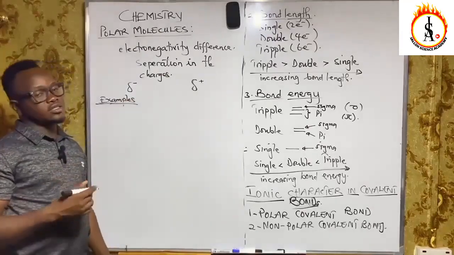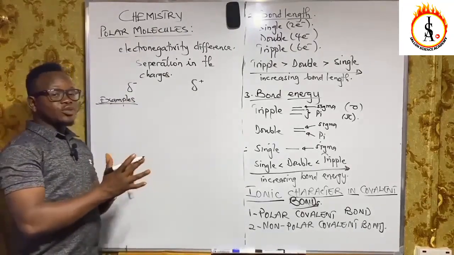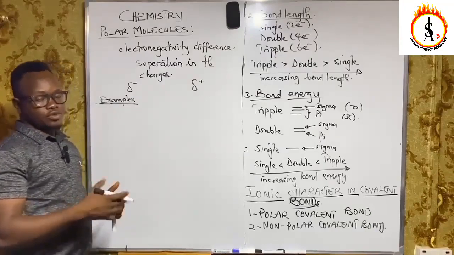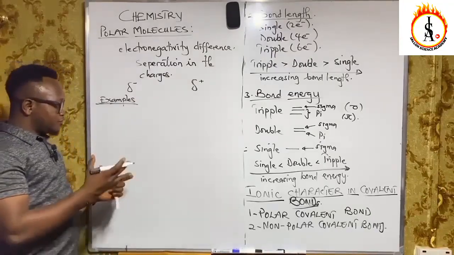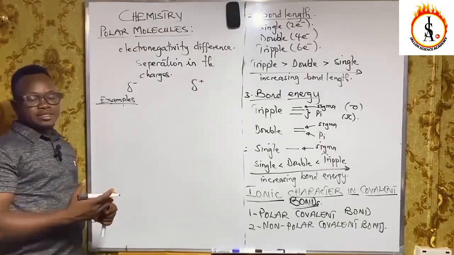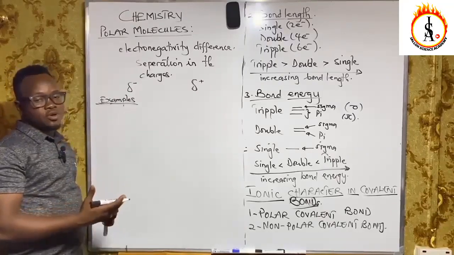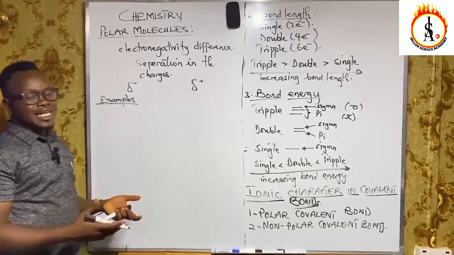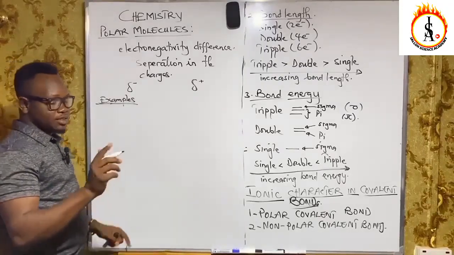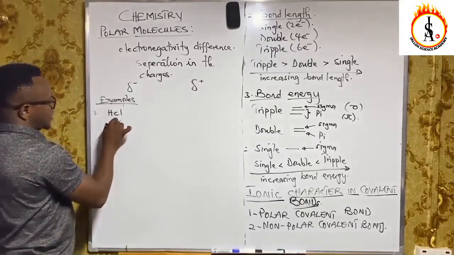And you should also know that the degree of polarity depends upon the electronegativity differences between the constituent atoms or elements. If the electronegativity difference is vast, then that makes the molecules more polar. If the electronegativity difference is small, then that makes them less polar. So the degree of polarity depends on the electronegativity difference. First example we are going to look at is hydrogen chloride.